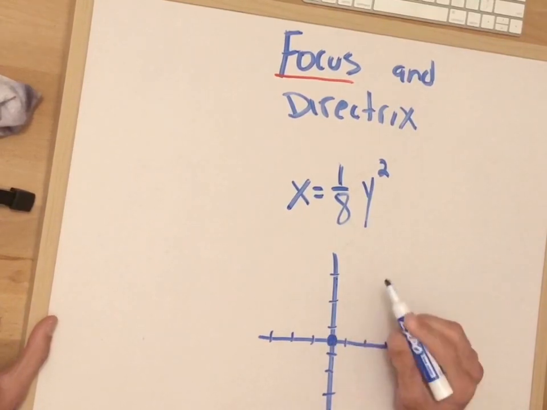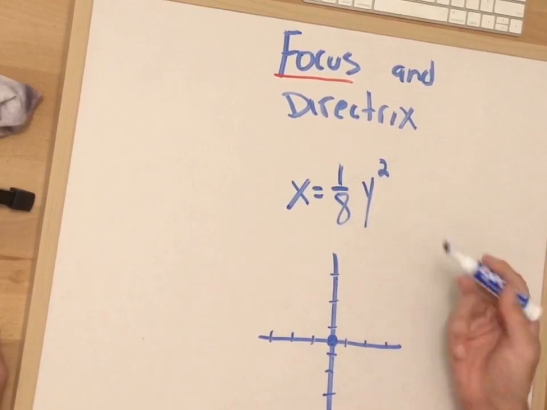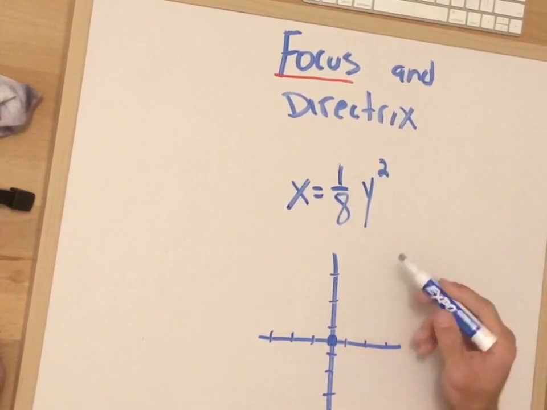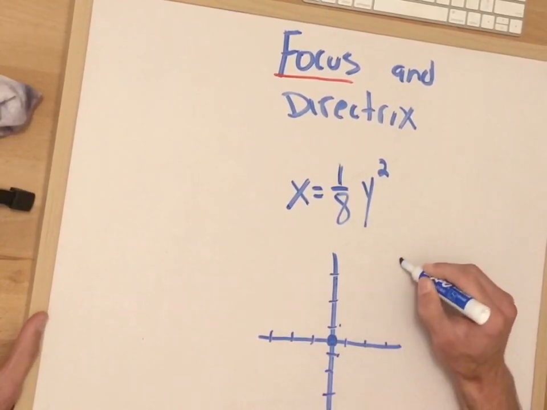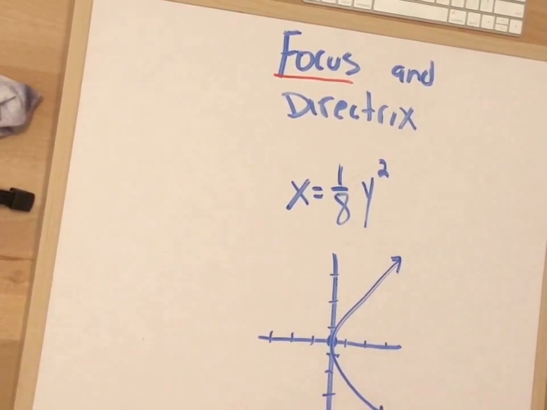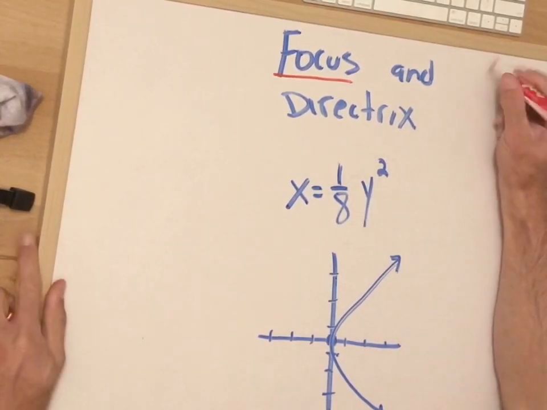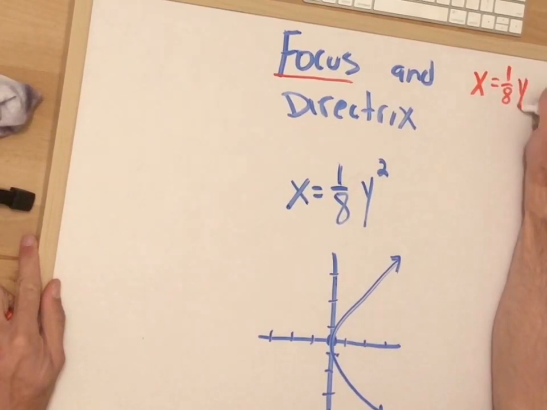My vertex is (0, 0) because there are no parentheses, or it is in vertex form because there's no h or k. Now I'm going to go to the right 1/8 and over 1, to the right 1/8 and over 1, and kind of guesstimate what my quadratic looks like, something like this. This is how you graph it. I'm going to show you an easier way. I know that this is my original equation: x equals 1/8 y squared.